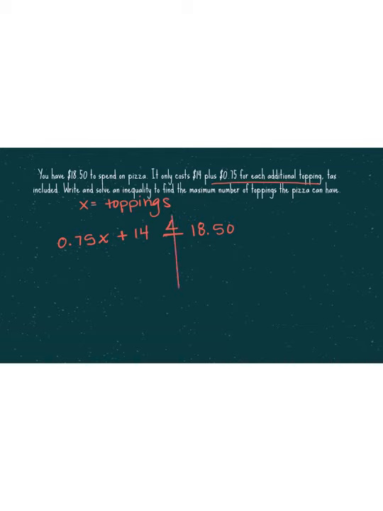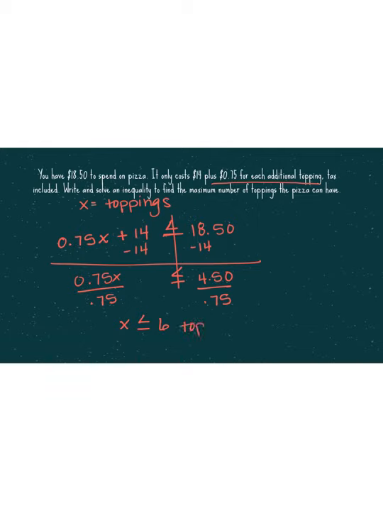Okay, and we're just going to solve that like we did before. So we're going to take 14 away on both sides. So I still have 75x on the left side, and that has to be less than or equal to 450. Okay, and then I'm going to divide by that 0.75, or that 75 cents. So divide by 75 cents. Okay, and that's positive, so we can just say X has to be less than or equal to 6. So you can get 6 or less toppings on your pizza and still be able to pay for it.